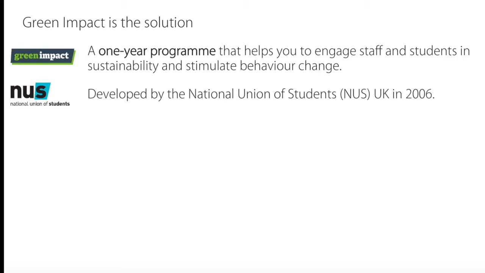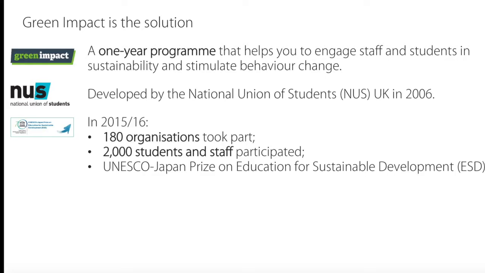The Free University Brussels, for example, is the first university in other EU countries that has started doing Green Impact. In 2015-16, 180 organizations took part. So it's not only universities, it's also fire brigades and hospitals that are participating. Overall, it's about 2,000 students and members of staff that participated. And the NUS won the UNESCO Japan Prize in Education for Sustainable Development in 2006 to recognize the impact of the Green Impact Programme more internationally, and that is a massive achievement.